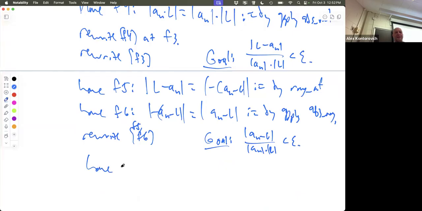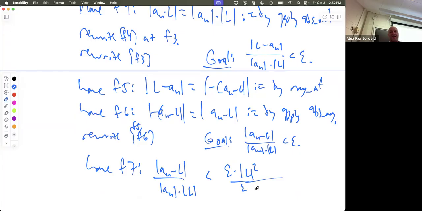Let's have F7, which is that |a_n minus L| over |a_n| times |L| is strictly less than, what do we know a_n minus L is bounded by? Yeah, exactly. Epsilon times the absolute value of L squared over 2, and then divided by |a_n| times |L|. Okay, maybe we want to group this as one thing and then this division. And that should be doable by bound.